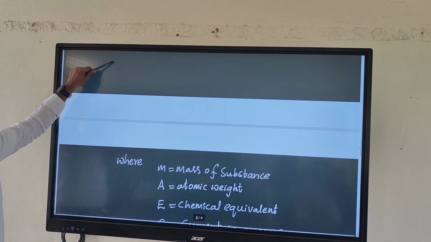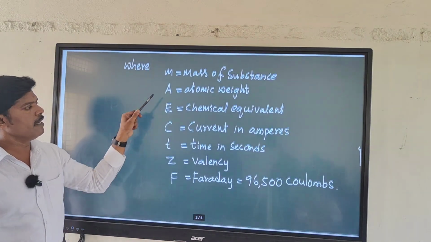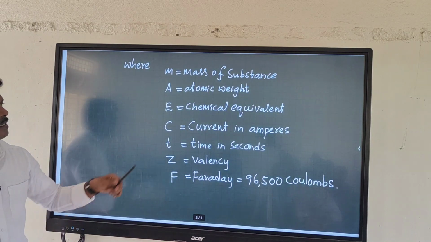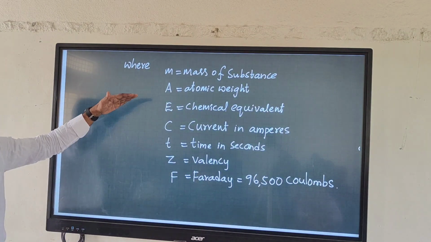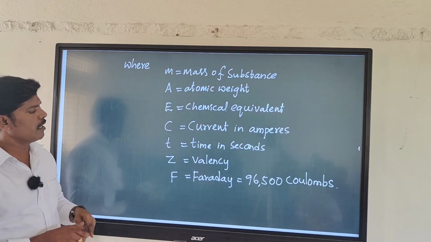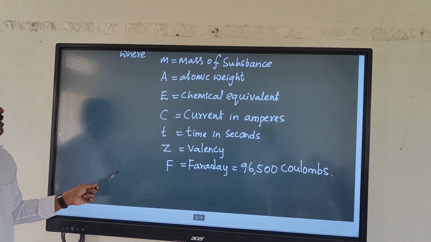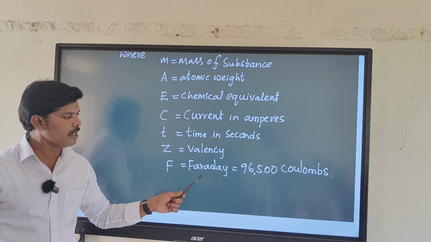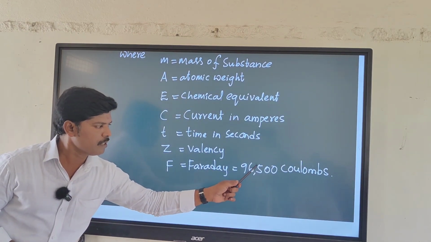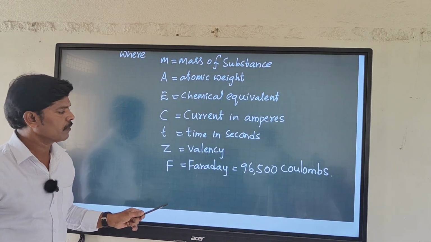And what are the terms in the equation? M is equal to mass of substance, A is equal to atomic weight, E is equal to chemical equivalent, not electrochemical equivalent, and C is equal to current in amperes, T is equal to time in seconds, Z is equal to valency, and F is equal to Faraday. 1 Faraday is equal to 96,500 coulombs. Very important, coulombs per mole.